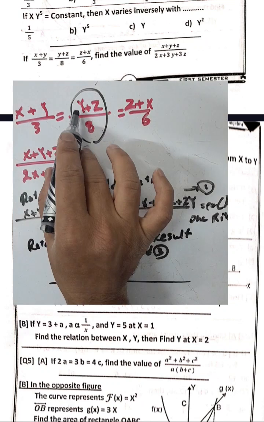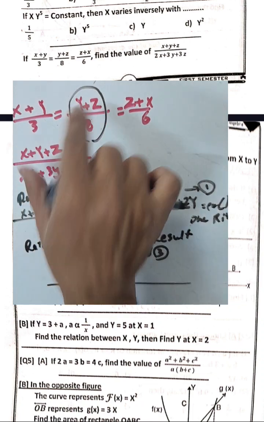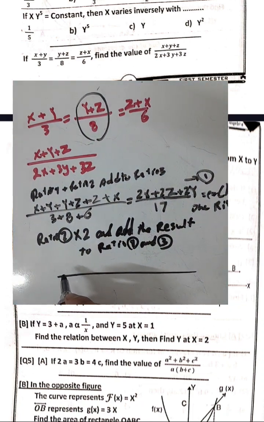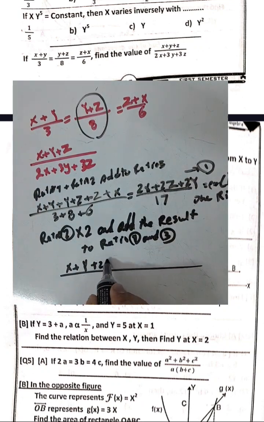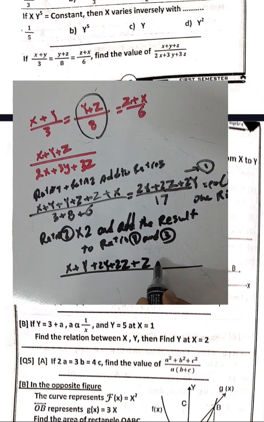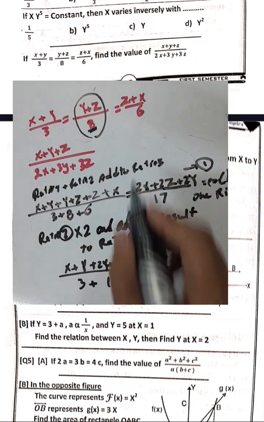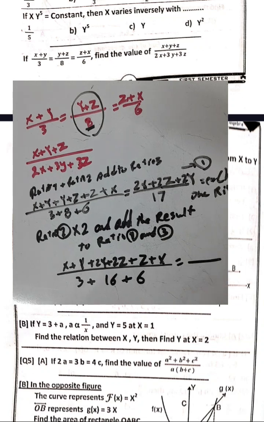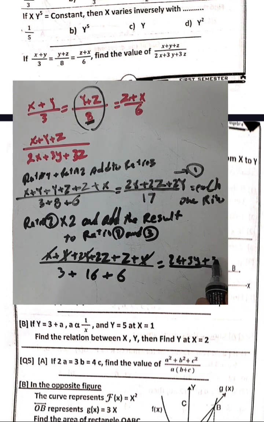Understood? Why? Because 2y plus y equals 3y. You want to find 3y and 3z, so times 2 here and times 2 here. Then you can write x plus y plus 2y plus 2z plus z plus x over 3 plus 2 times 8 equals 16, plus 6. Then simplify: x and x will be 2x, y plus 2y will be 3y, and z plus 2z will be 3z.